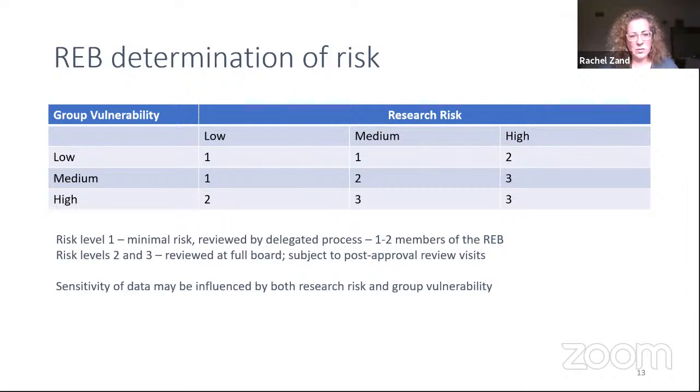If it's risk level 2s or 3s, the study will be reviewed at the full board with all members present, or at least quorum. And those would be the ones, as I was asked before, subject to post-approval review visits. So we make sure that we try to get all of those. The majority of the research that we see really falls into the low or risk level 1, but we do have a significant minority of protocols that would fit into levels 2 and 3 that require that post-approval review visit. So I'll go on from there.